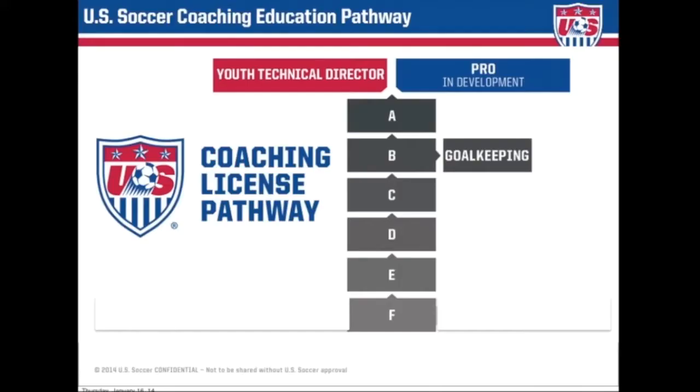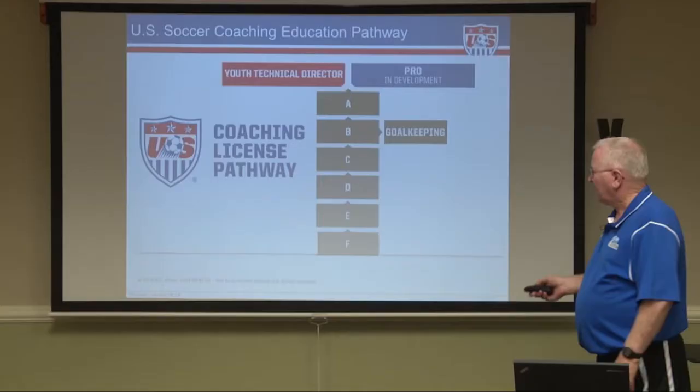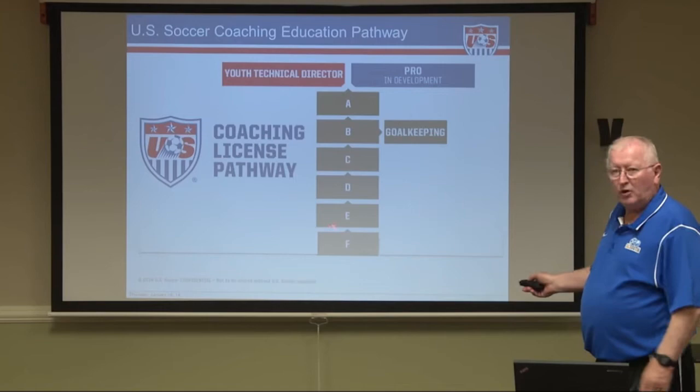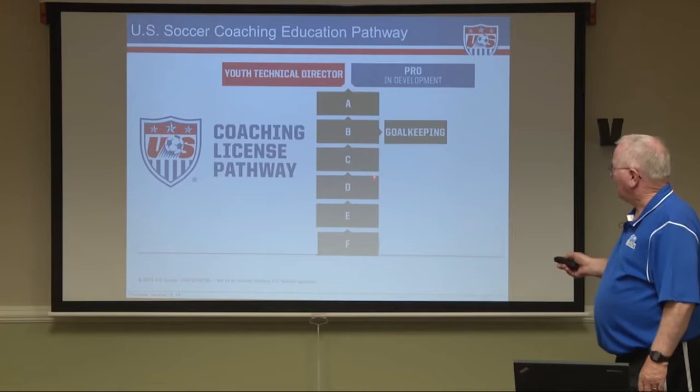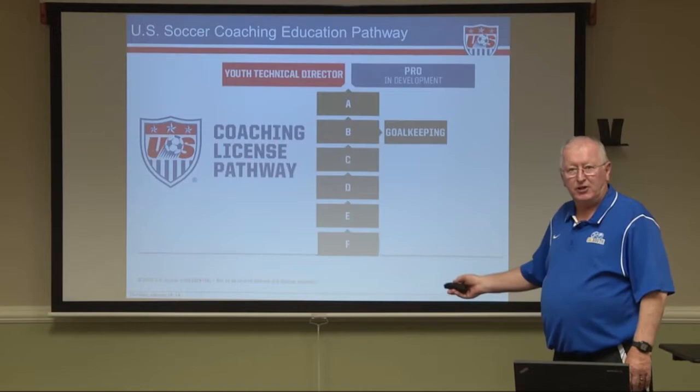So here is the pathway that is the educational world, and a pathway for you to be the most productive coach you can be in the United States. Here we are, and the D is the next step. In order to go to a national C, B or A, one has to have the D license, which is the highest license in the state.